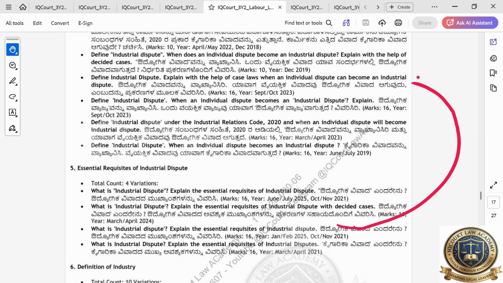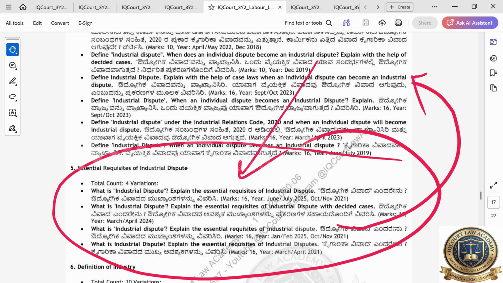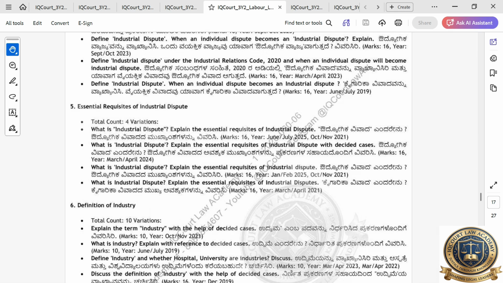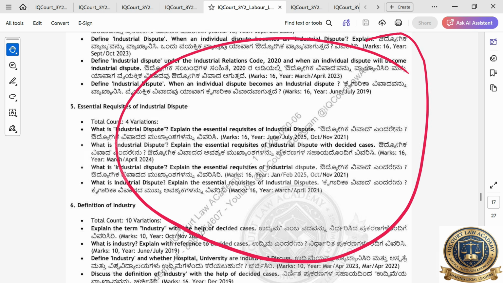In this, it will come in this question only. They may ask like this also: essentials of industrial dispute. Both are the same. You have to write the same answer, just give this extra definition and explanation. We have explained it like that. We combined both questions and explained them in the syllabus.